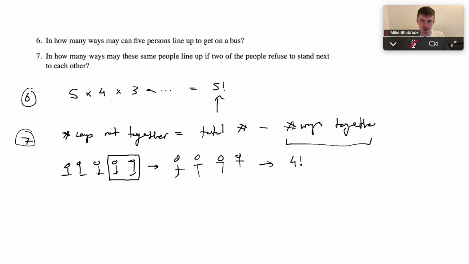But then we need to multiply by 2, because for each arrangement of the 4 people here, remember that one of these people actually represents 2. So for each arrangement of the 4 people, the person that represents 2, they can swap around. So the answer is actually 4 factorial times 2 factorial. So our answer will be 5 factorial minus 4 factorial times 2 factorial, which comes out as 72.